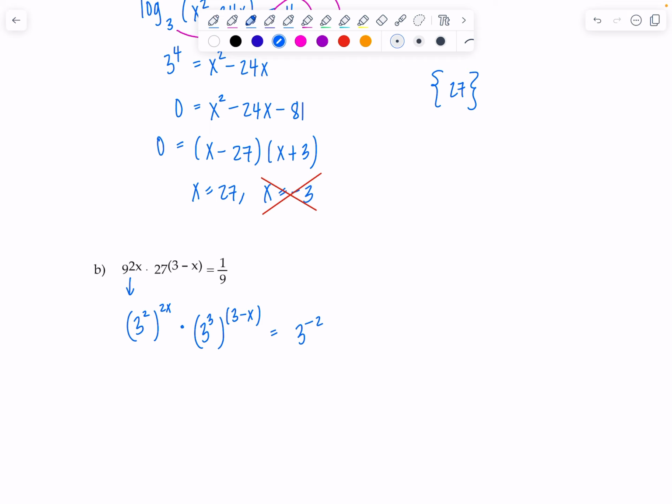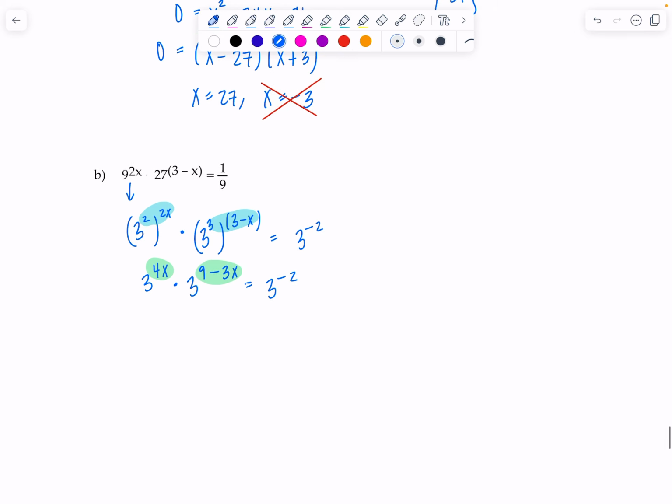Beautiful. Good job, everybody. Now let's see, we got to use our laws of exponents to clean up. These get multiplied. These get multiplied. So I have 3 to the 4x times 3 to the 9 minus 3x equals 3 to the negative second. And then do you remember, what do we do with exponents if we're multiplying two terms and they have the same base? Why, yes, we add them. So this would be 3 to the 4x plus 9 minus 3x equals 3 to the negative second.